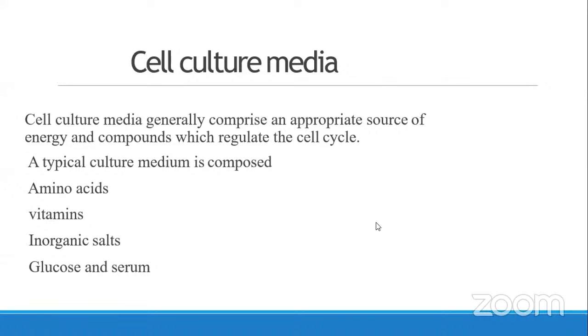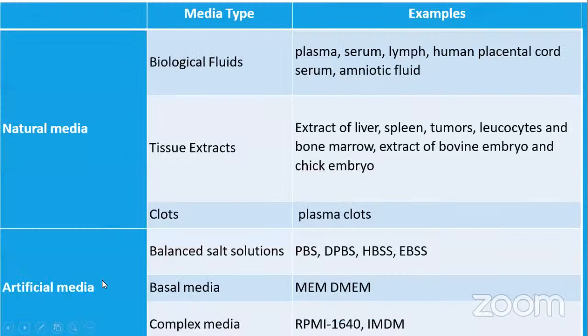Okay, so what are the components of the cell culture media? Cell culture media consists of amino acids, then vitamins, inorganic salts, glucose, serum. Okay, all these are the basic general components.